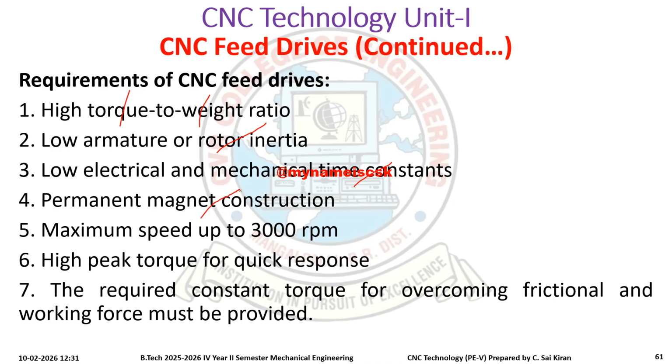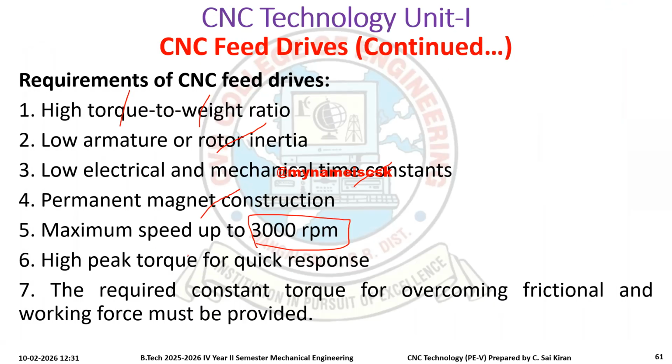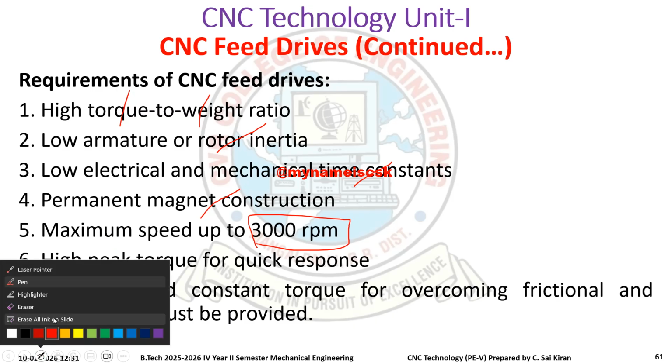And permanent magnet construction: a permanent magnet should be placed for the feed drives, with maximum speed up to 300 rpm. So the table movement should be up to 300 rpm, and we need high peak torque for quick response. We have to give the torque for high peak torque for quick response. The required constant torque for overcoming frictional and working force must be provided for this CNC drive.